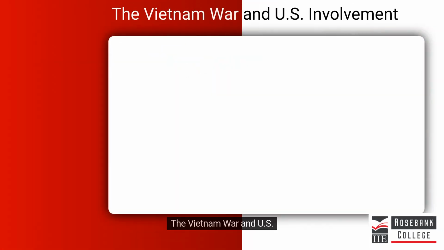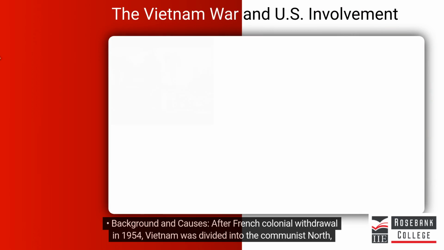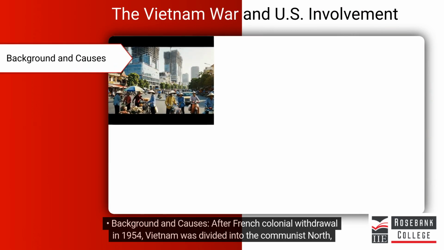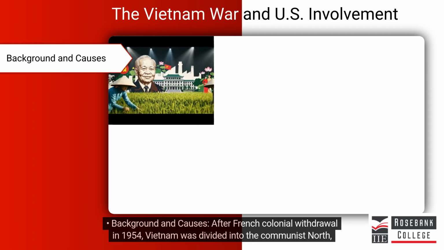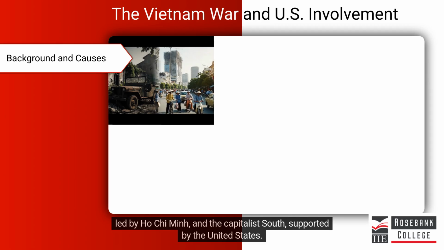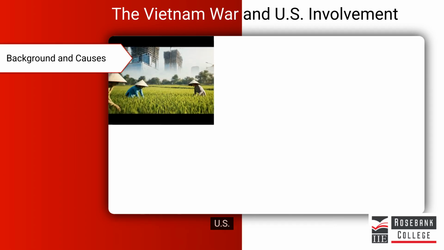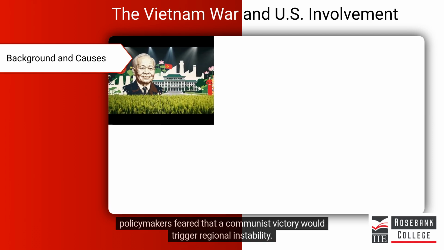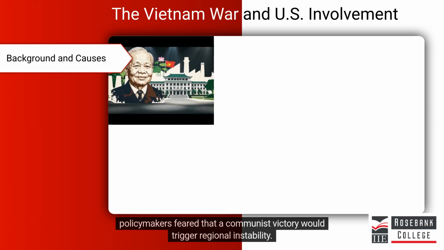The Vietnam War and U.S. involvement. Background and causes. After French colonial withdrawal in 1954, Vietnam was divided into the Communist North, led by Ho Chi Minh, and the capitalist South, supported by the United States. U.S. policymakers feared that a communist victory would trigger regional instability.